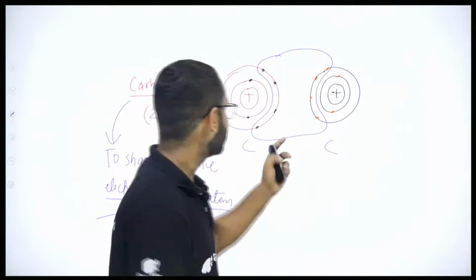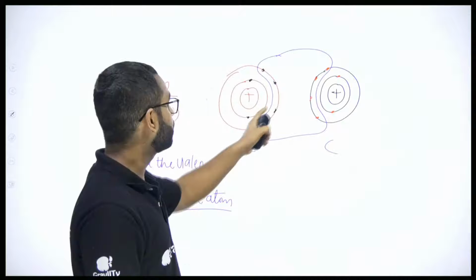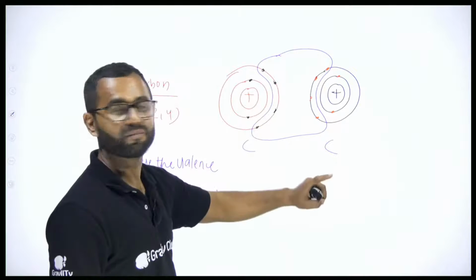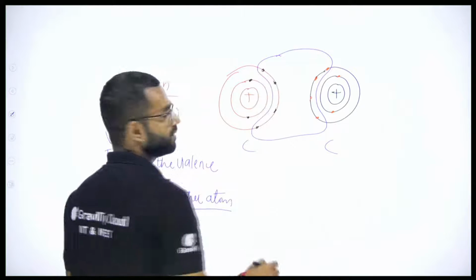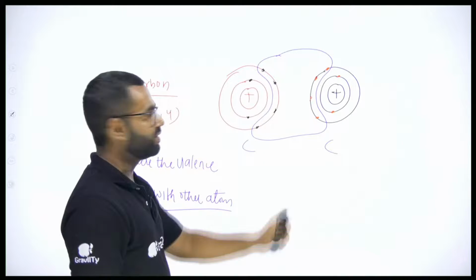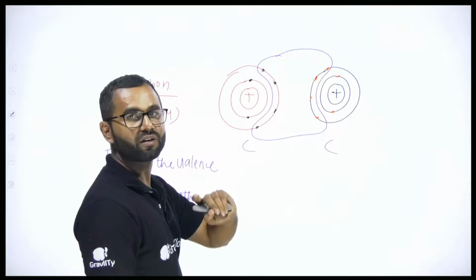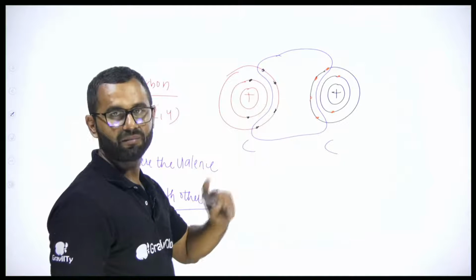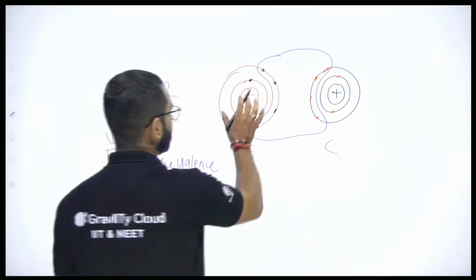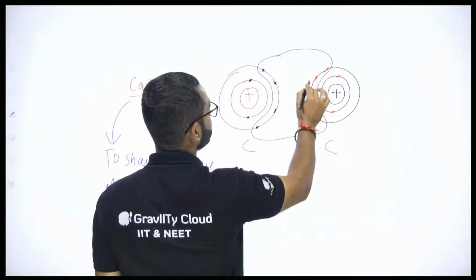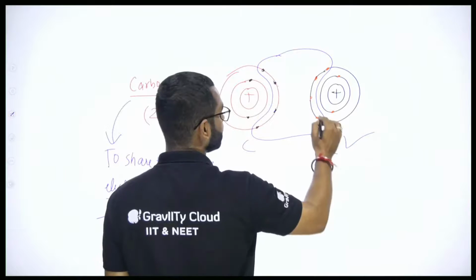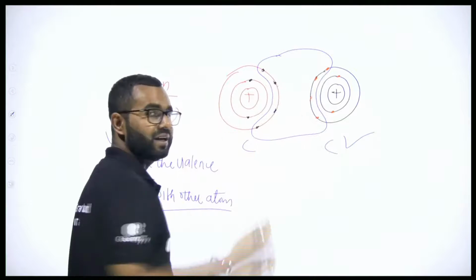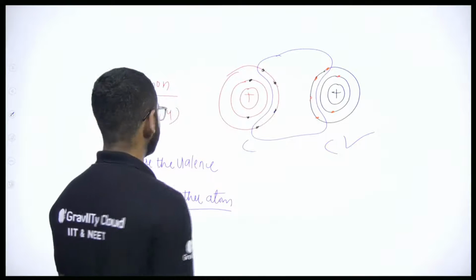Right? Same thing here. Owner of these 4 electrons is this carbon and owner of the other 4 is the other carbon. These black color electrons, this carbon is the owner. These red color electrons, this carbon is the owner. But both can share. So that means this carbon will have 1, 2, 3, 4, 5, 6, 7, 8 electrons in the valence shell. This carbon also has 8 electrons in the valence shell.